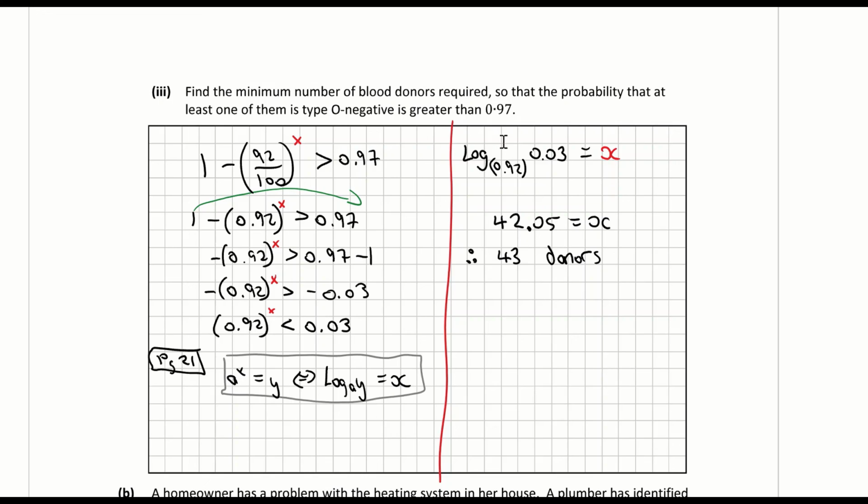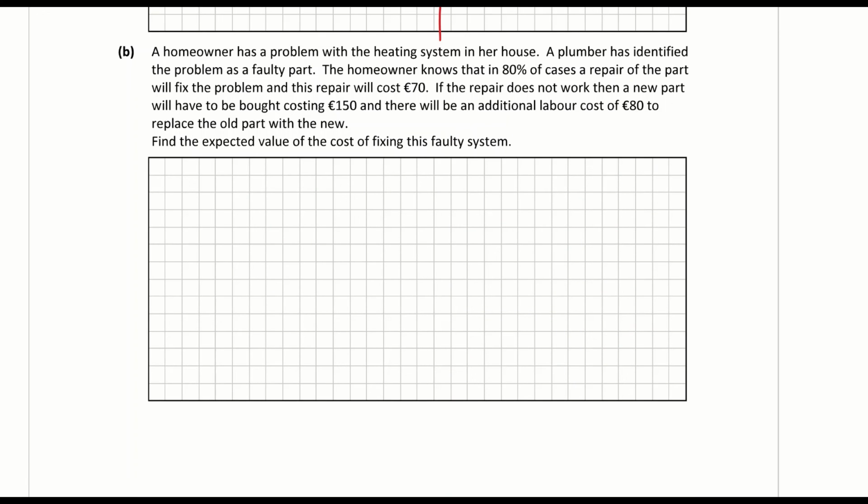Okay. Part B to that question, so it's different now. We've finished part A, those 3 parts were linked. B is completely different. So B is saying a homeowner has a problem with the heating system in her house. A plumber has identified the problem as a faulty part. The house owner knows that in 80% of cases, a repair of the part will fix the problem with a repair cost of €70. If the repair does not work, then a new part will have to be bought costing €150, and there's an additional labour cost of €80 to replace the old part with the new. Find the expected value of the cost of fixing the faulty system.